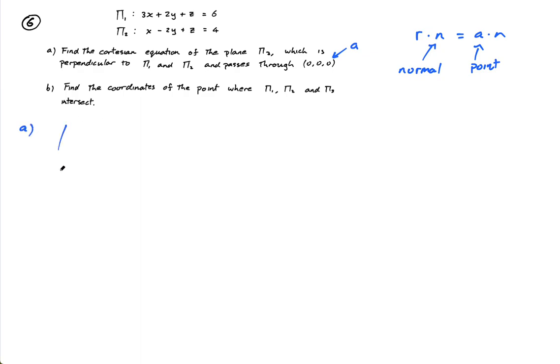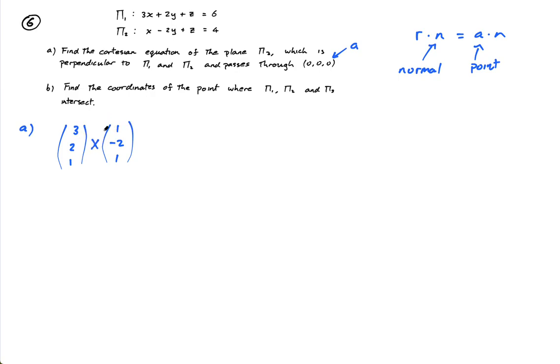Firstly, a normal to pi 1 is 3, 2, 1. It's the coefficients of x, y, and z when it's in this form. That's because of this formula, which I'll show you in a second. The coefficients for pi 2 are 1, -2, 1. So, sorry, not the dot product, the cross product.